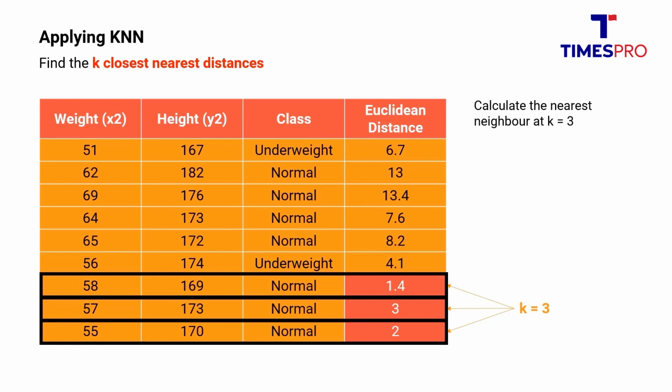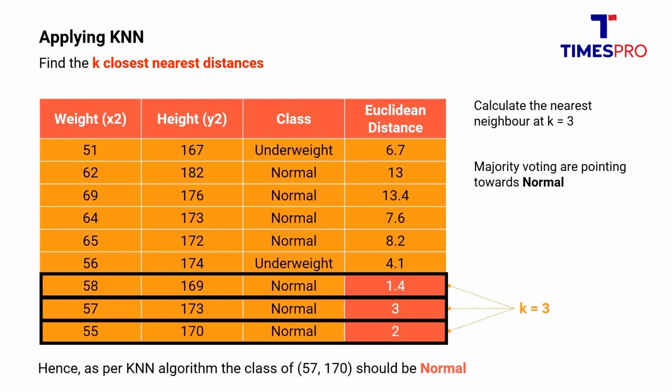Now by considering the class of these 3 nearest neighbors and applying majority voting, we conclude that the class of the test observation is normal, because if you observe here, all the 3 data points which are very near to the test observation belong to the class normal. So hence the test observation of 57, 170 is going to be classified as normal by looking at its 3 nearest neighbors.